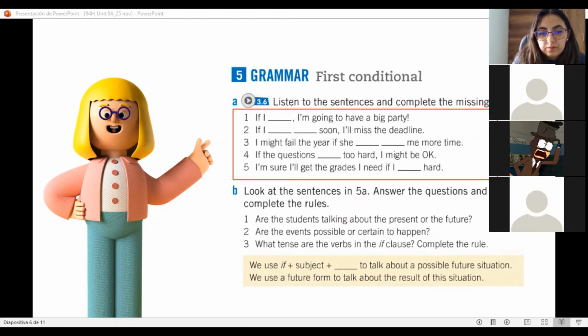Track 3.6. 1. If I pass, I'm going to have a big party.